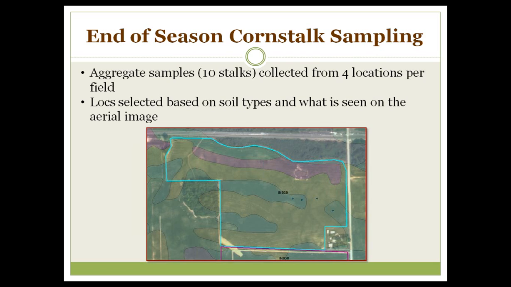Within that point, we'll take 10 stalks and put them in a bag and aggregate them together. They'll be sent to the lab and all ground together. Locations are selected based on soil type and what's seen on the aerial image.